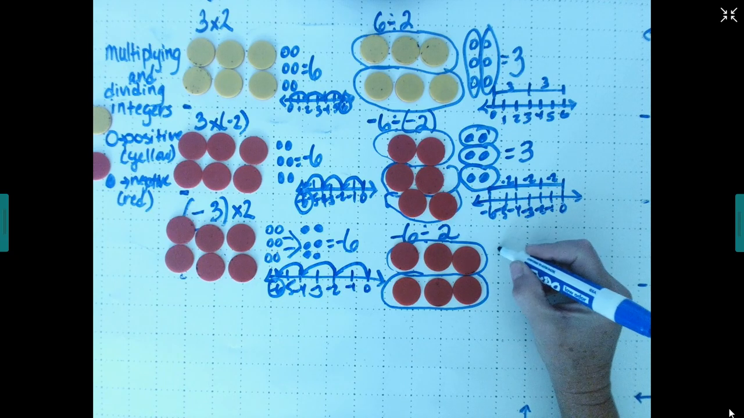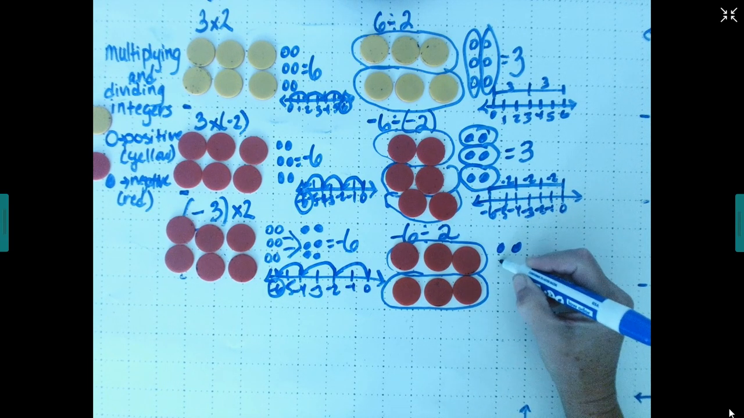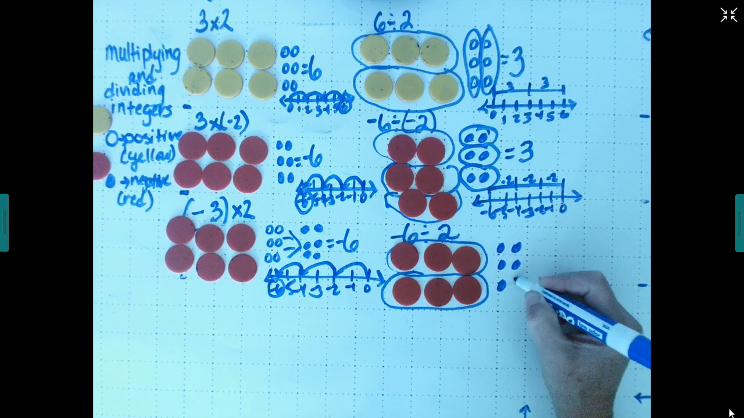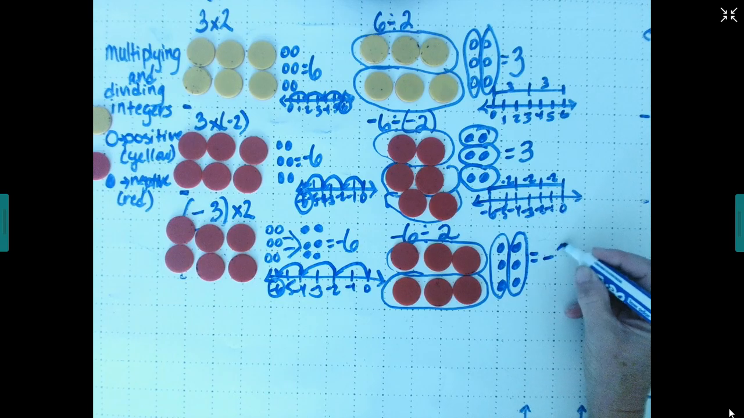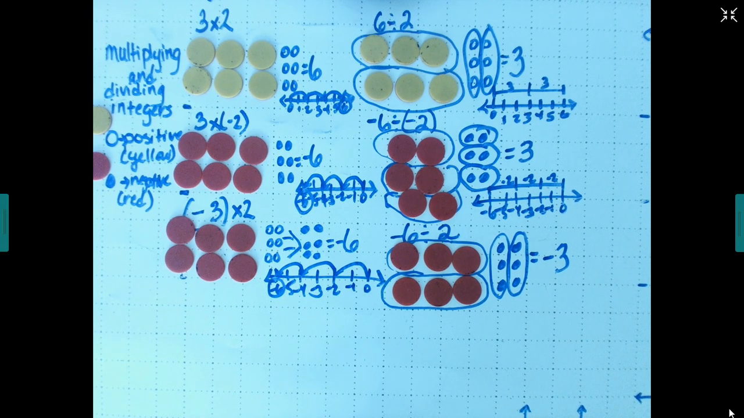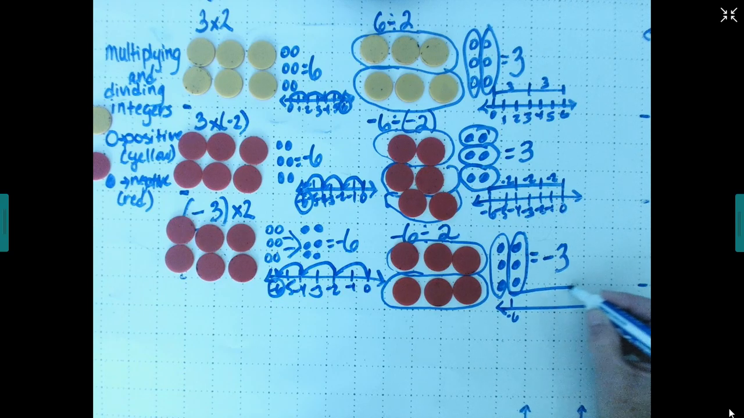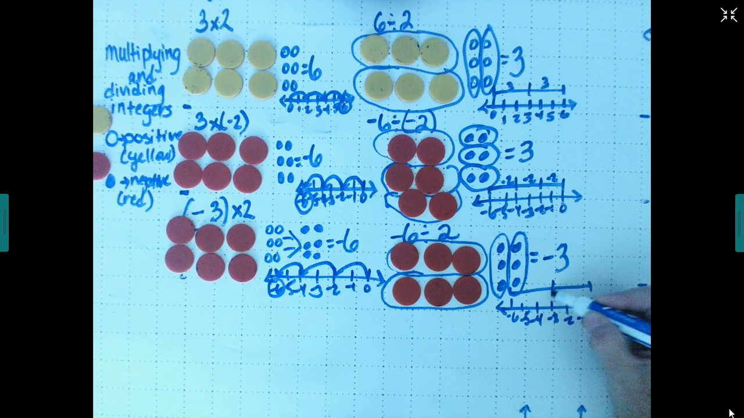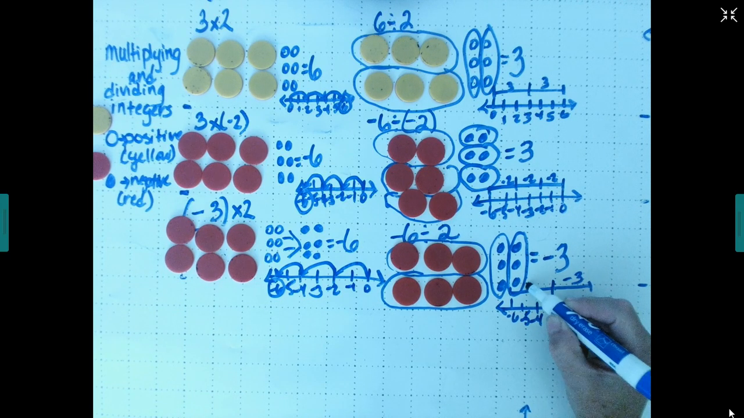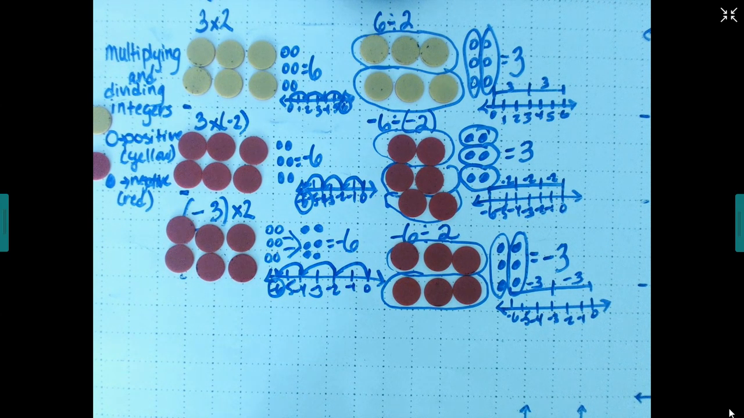-3. So looking at that visually, we have our -6. We divide that into 2 groups. What is in each group? -3. On a number line, what does that look like? We have our -6. And we want to divide it into 2 equal groups. And then we look at what is in each group, and we have -3 in each group.